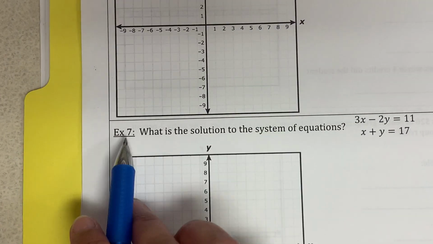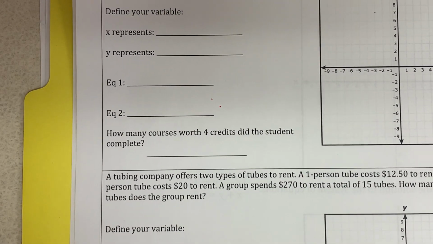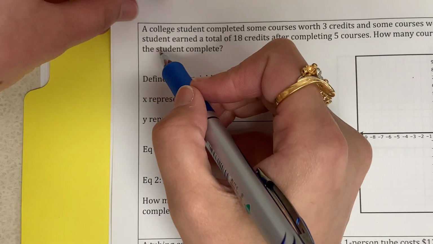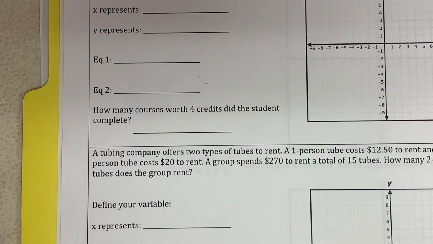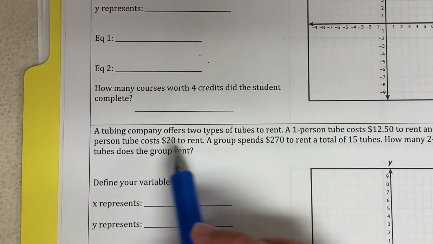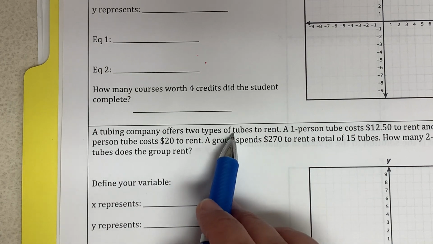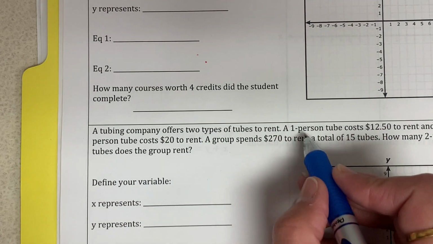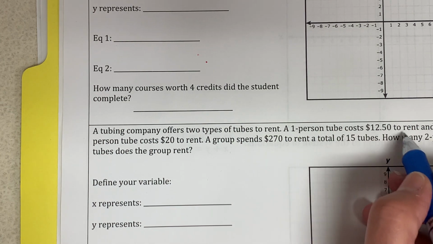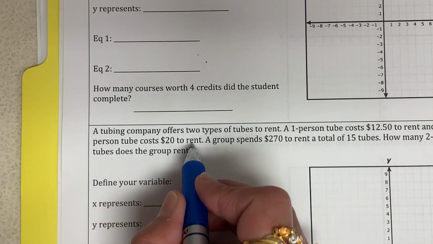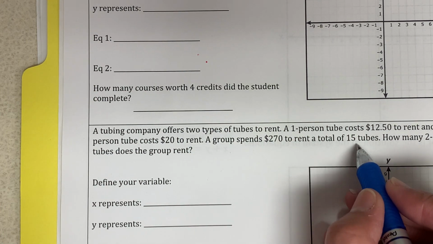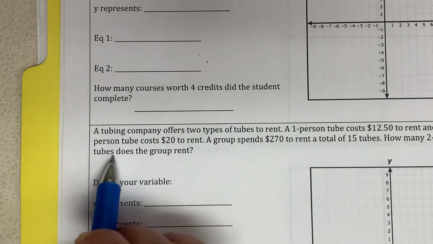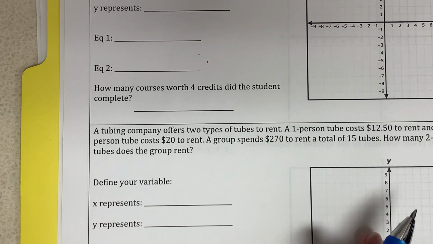Example number 6 and number 7, you're going to do it by yourself. I'm just going to help you with one of the word problems over here at the back. So the one on the top is whole numbers, so I'm going to let you do that by yourself. So I'm going to help you with this one at the bottom. A tubing company offers 2 types of tubes to rent. A 1-person tube costs $12.50 to rent, and 2-person tubes cost $20 to rent. A group spends $270 to rent a total of 15 tubes. How many 2-person tubes does the group rent?